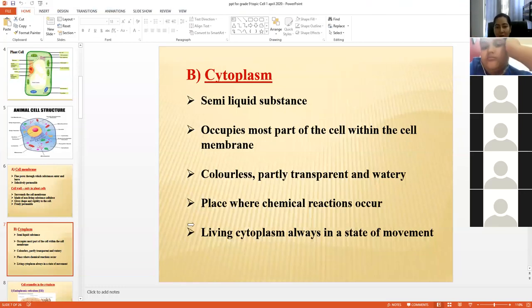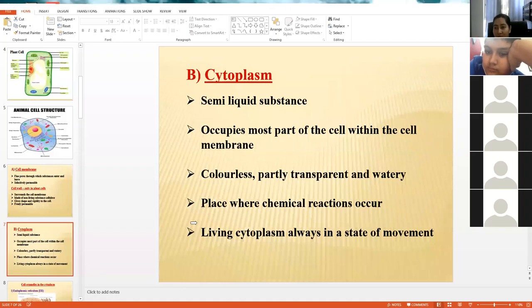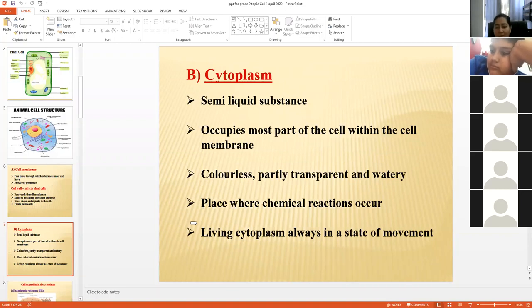Okay. Now, it is a place where most of the chemical reactions occur. Now, children, when I'm talking about chemical reactions, the major chemical reaction which occurs in a cell is respiration. Apart from respiration, what happens? There's digestion, digestion of unwanted organelles. So all these chemical reactions occur in a cell.